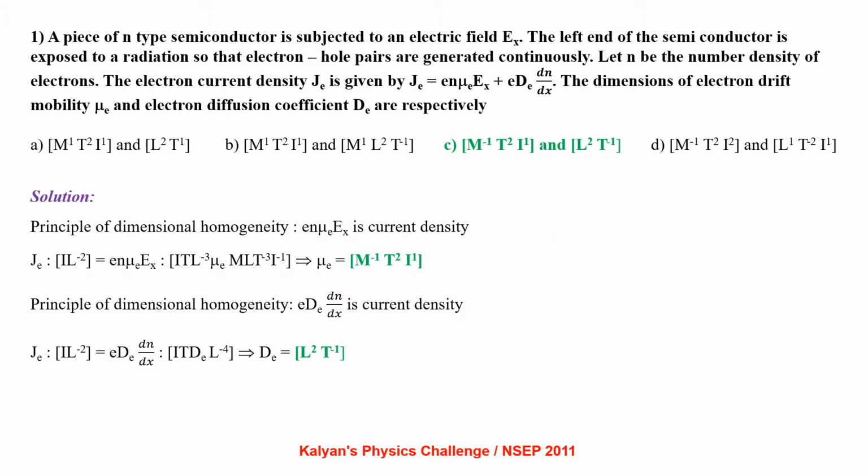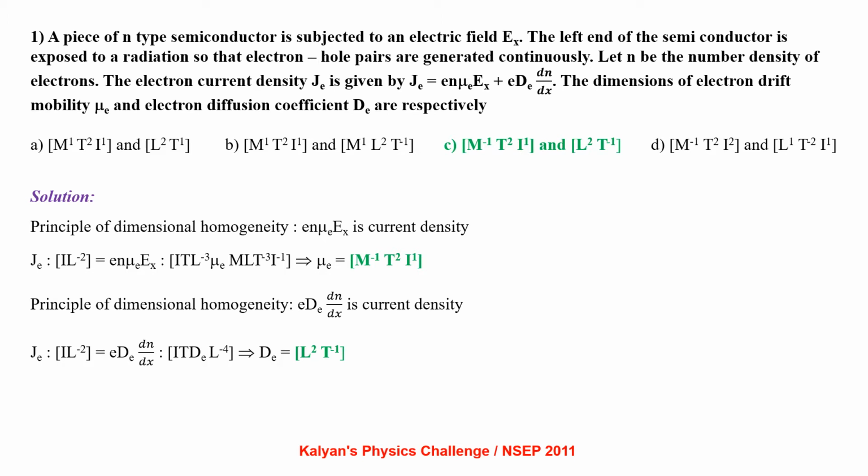A piece of N-type semiconductor is subjected to an electric field Ex. The left end of the semiconductor is exposed to a radiation so that electron-hole pairs are generated continuously. Let N be the number density of electrons. The electron current density Je is given by Je equal to e N mu_e Ex plus e D_e dN by dx. The dimensions of electron drift mobility mu_e and electron diffusion coefficient D_e respectively are.